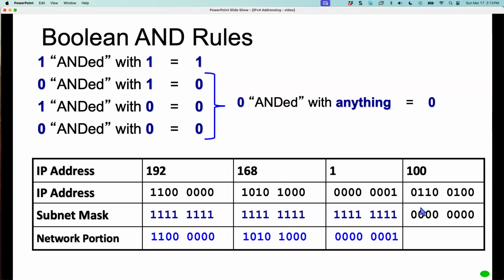Now, as far as here, we have all falses. So I don't care what you are up here, you're going to be false. You're going to be all zeros. That's why an AND gate is used, and that gives us the network. This is how a device determines what network it belongs to. Every device that has an IPv4 address and a subnet mask does a bitwise AND operation and says, voila, that's the network I belong to.